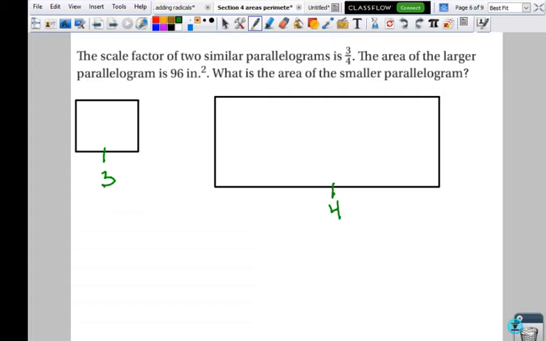All right, let's get this one going. 96 times 3 squared divided by 4 squared. Yeah, that matters. All right, let's see.